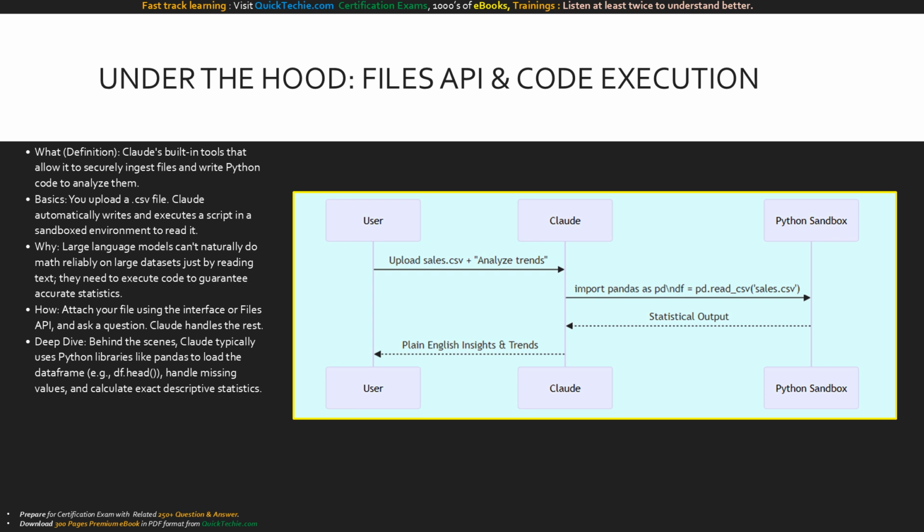Why is this revolutionary? Because AI models are historically bad at doing math purely in their heads. By utilizing a secure code execution sandbox, Claude writes actual Python code to guarantee mathematical accuracy. For our deep dive, know that when you ask for an average, Claude is quietly importing the pandas library, loading your CSV into a data frame, and running functions like df.describe to get perfect statistical measures. You never have to see the code, but it's there ensuring your answers are rock solid.